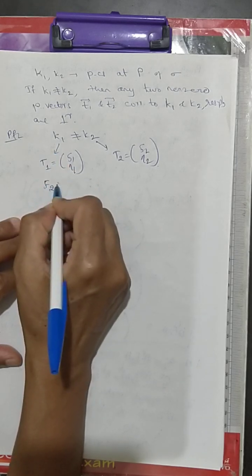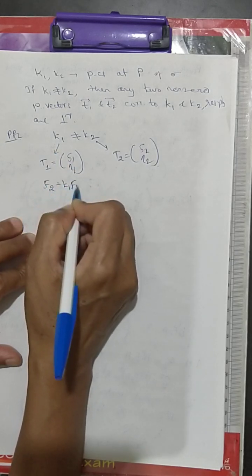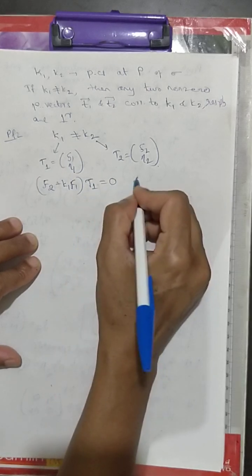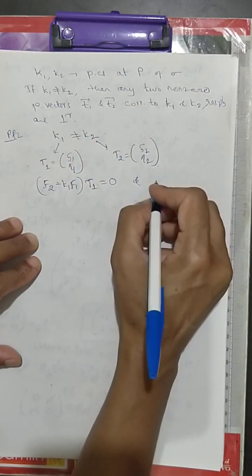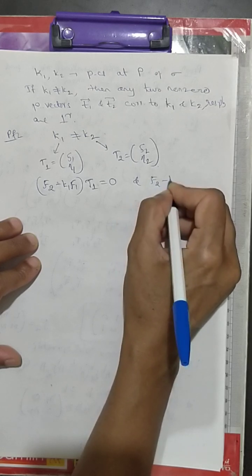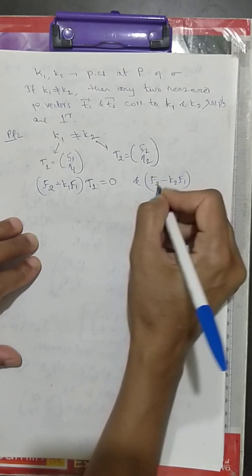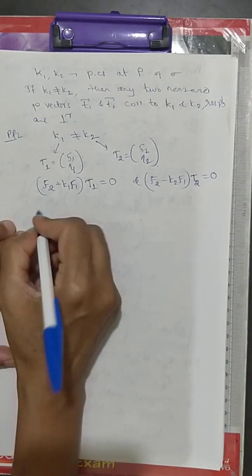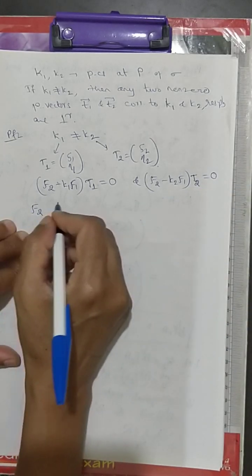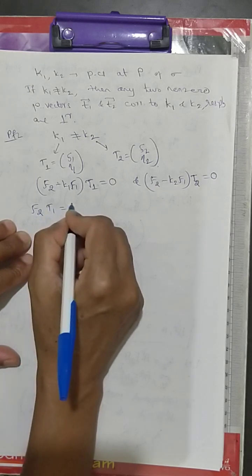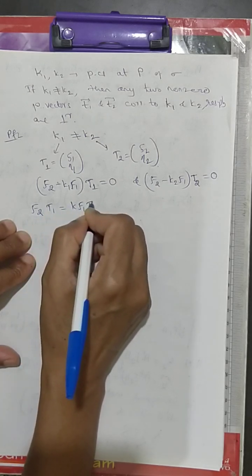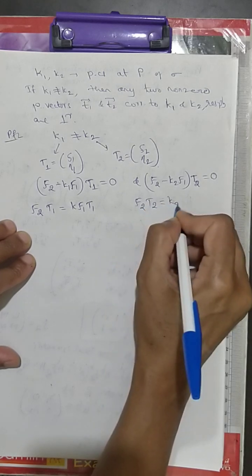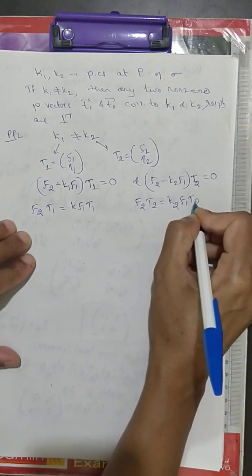We have (F2 minus k1 F1) into the principal vector, that is t1, is equal to 0, and similarly (F2 minus k2 F1) into the principal vector, that is t2, is equal to 0. So we have F2 t1 is equal to k1 F1 t1, and F2 t2 is equal to k2 F1 t2.